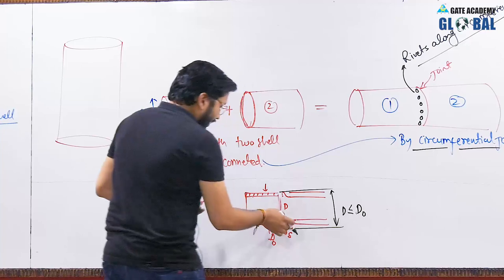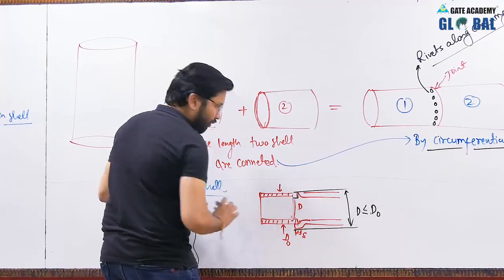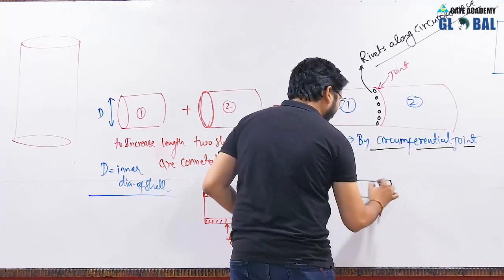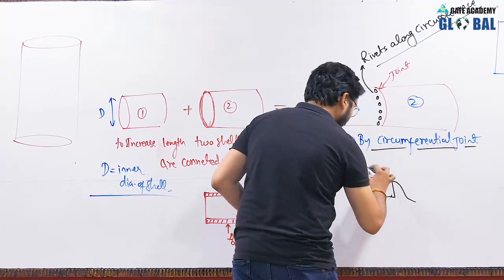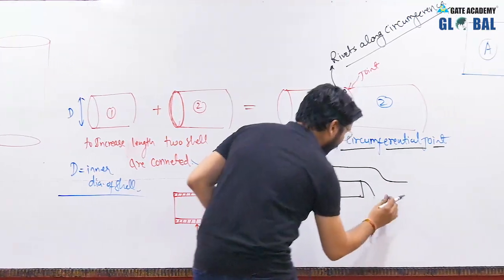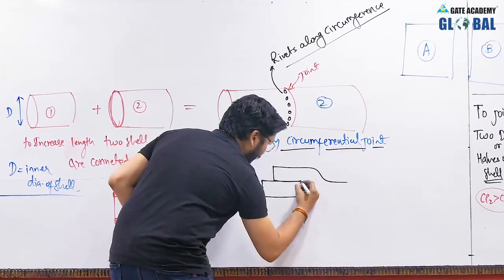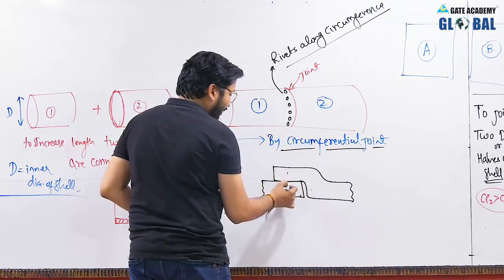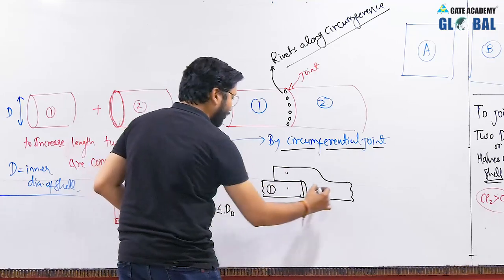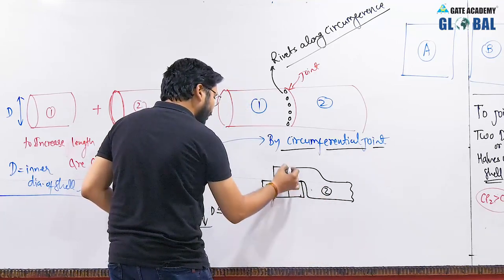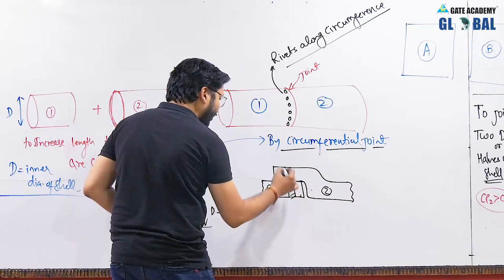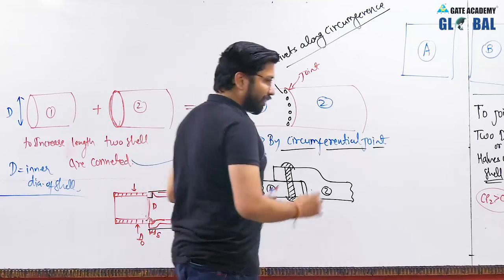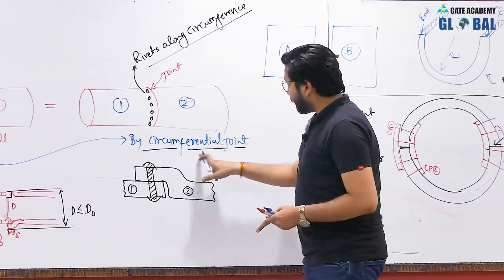By doing so, we will have a connection like this. Let me draw the diagram in a very exaggerated manner. This will look like this. Here we have an overlapping contact between shell number 1 and shell number 2. Now we will insert the rivets and form the riveted connection between them. So this will be the procedure to form the circumferential joint.